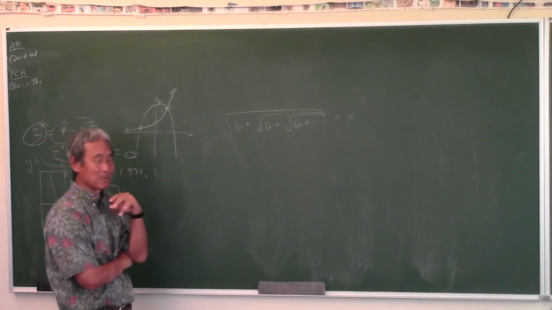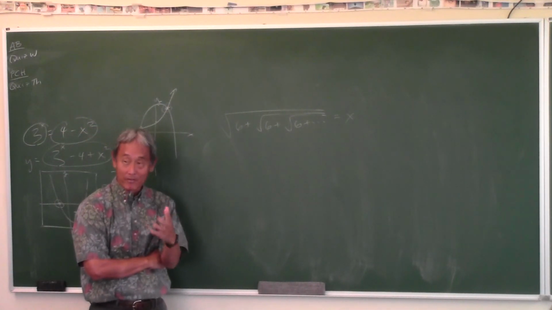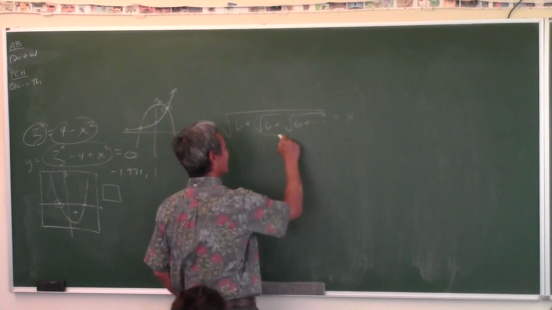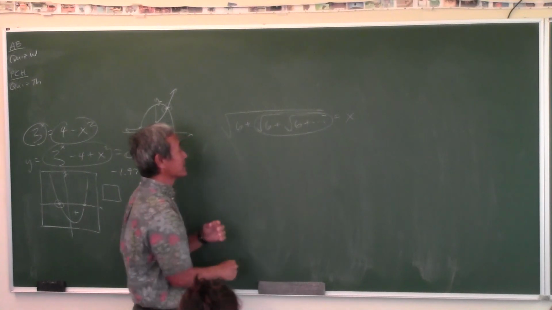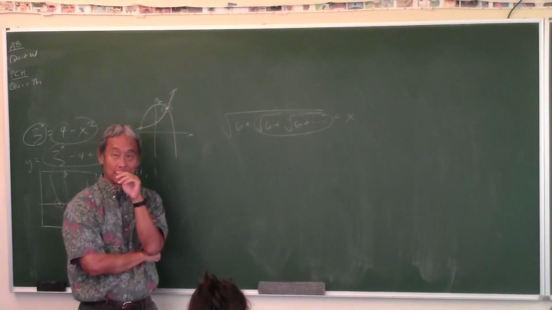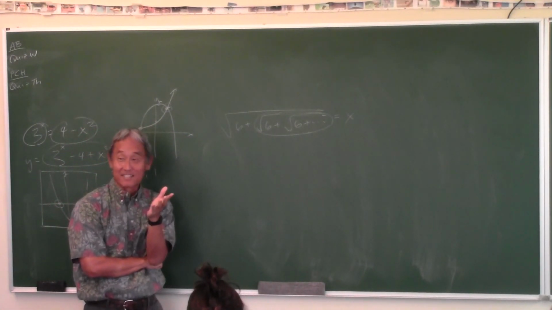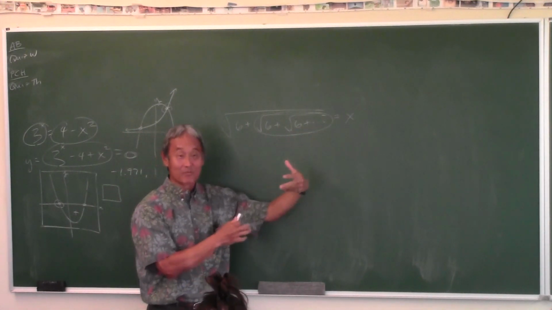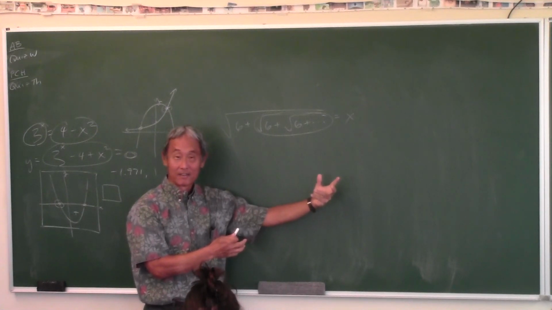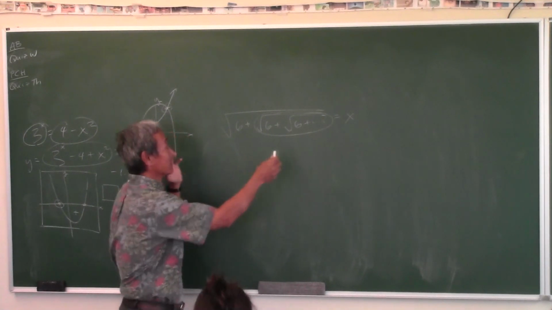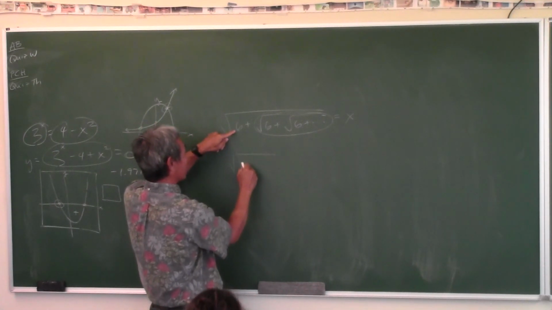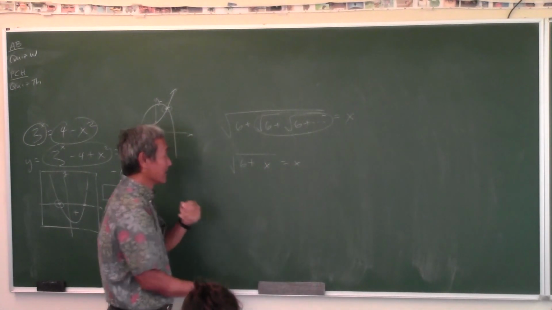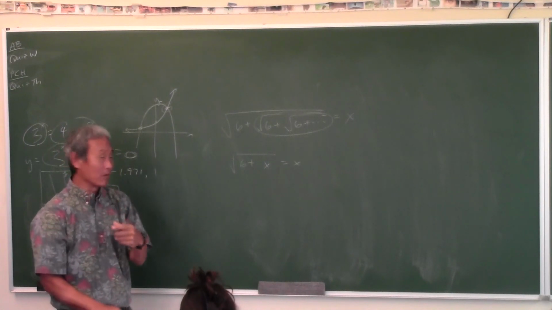The square root of 6 plus the square root of 6 plus the square root of 6 forever, right? Okay, now watch, this is the key. What did I just circle? That's x! That's the square root of 6 plus the square root of 6 plus the square root of 6 forever. You guys get it? So that's the same thing as the square root of 6 plus x, and that's equal to x. And then what happens when you square both sides?